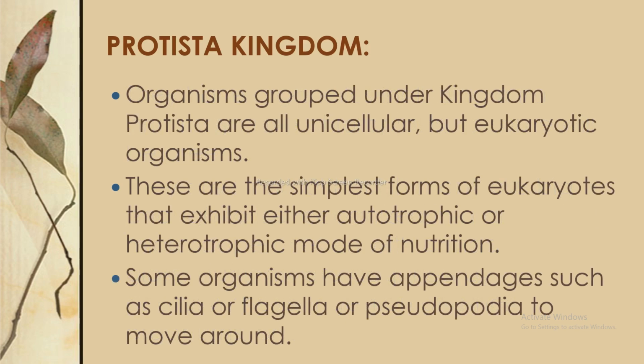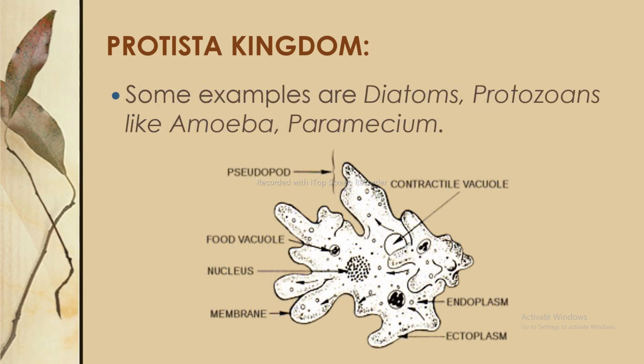Organisms grouped under kingdom Protista are all unicellular but eukaryotic organisms. These are the simplest forms of eukaryotes that exhibit either an autotrophic or heterotrophic mode of nutrition. Some organisms have appendages such as cilia, flagella or pseudopodia to move around. Some examples are diatoms and protozoans like the amoeba and paramecium.